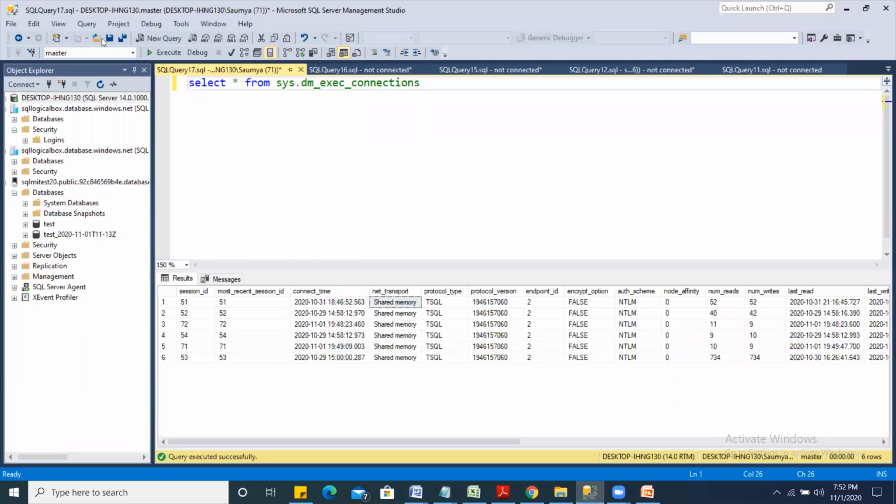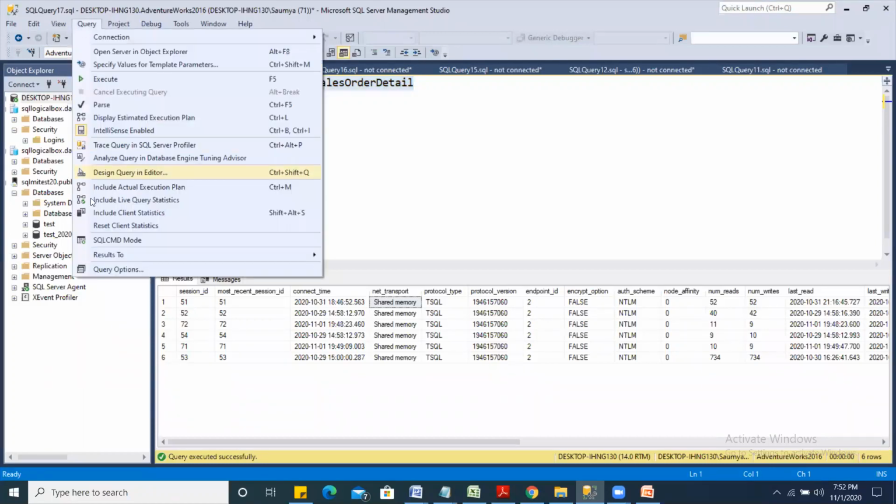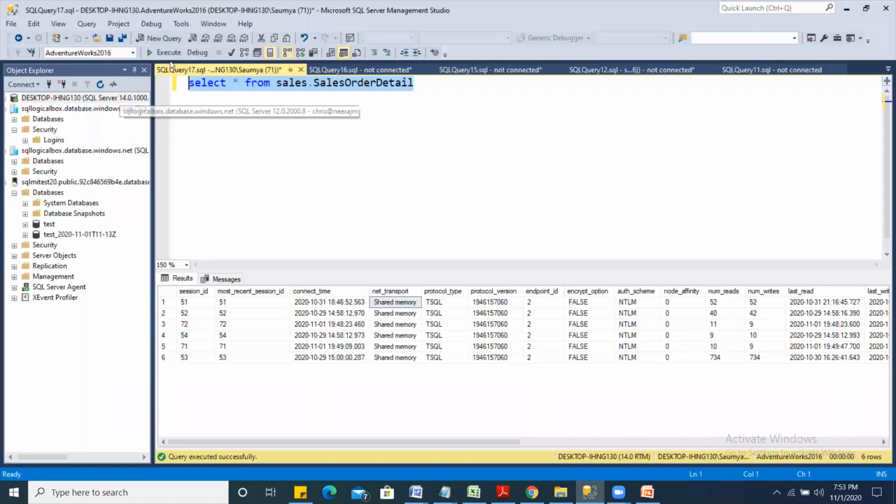For example, let us change the database context here and write a simple query. Say select star from sales order detail, right? We are executing this, but behind the scenes, this query will be parsed, compiled, a plan will be generated, and then the query executor will execute it, right? Let us capture the plan for this query. Include actual execution plan, execute it.